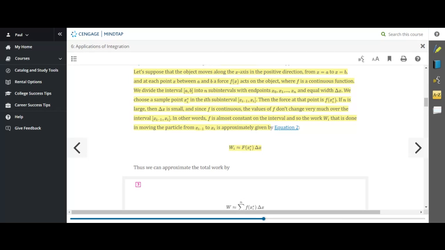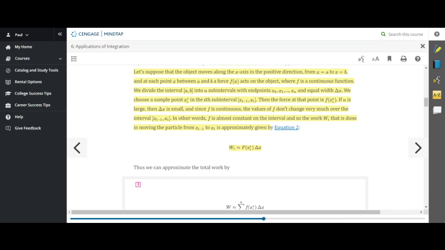So for instance, for the ith subinterval, if you wanted to know the work done in moving the particle from x sub i minus 1 to x sub i, the work would be approximately equal to the force at x sub i times delta x. Because delta x is the distance of the ith subinterval. Every subinterval has the same distance delta x.